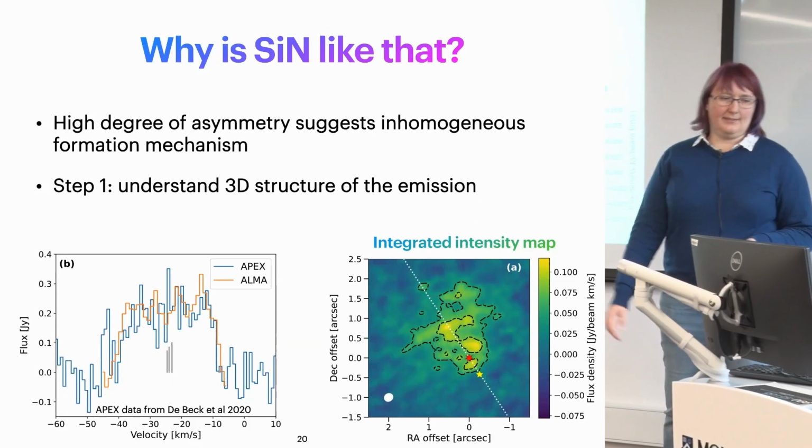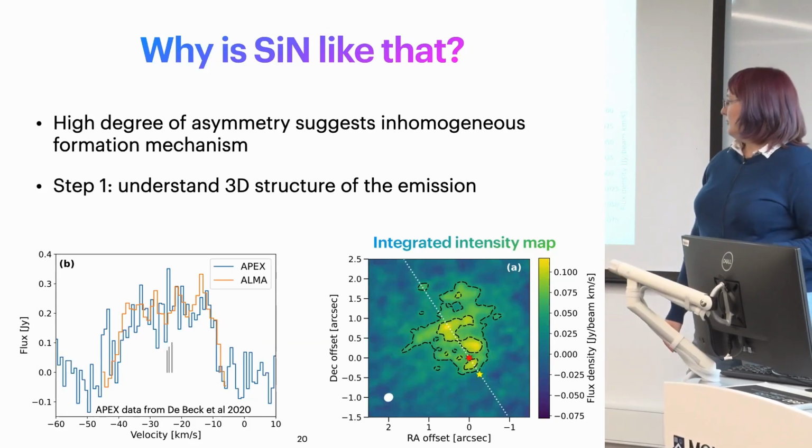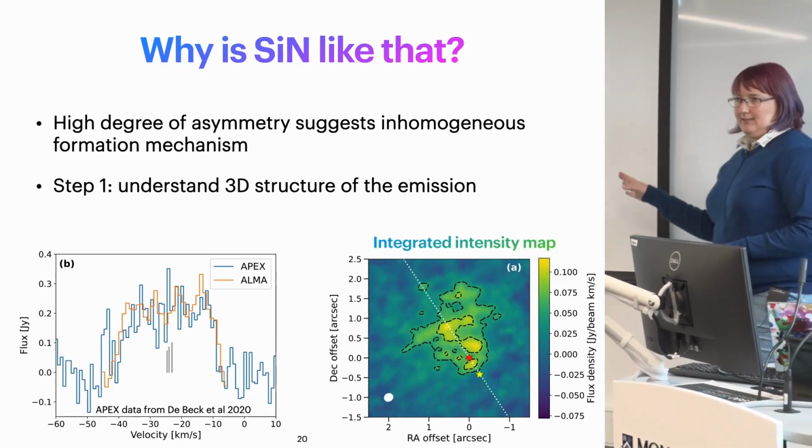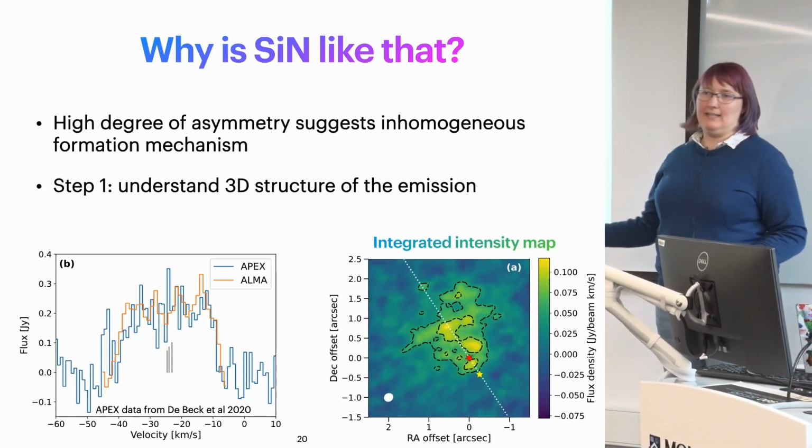And then on the left there is the spectral line. The orange one is from ALMA, the blue one is from APEX, and the point of that plot is just to show that we don't have resolved out flux for this line. So all the emission that we see in ALMA is all the emission that's there.